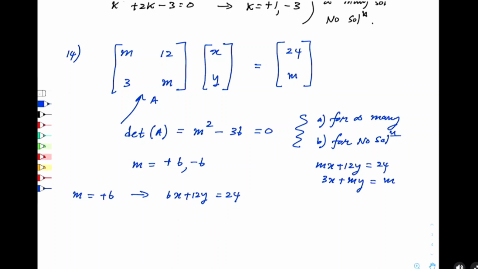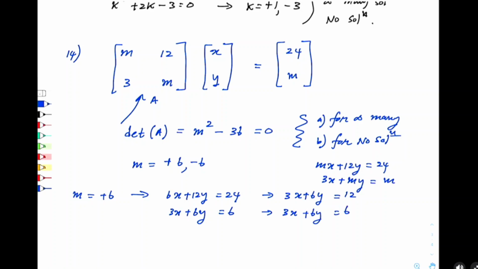So M is equal to minus 6, right? So minus 6 means 6x, 12, 24, 3x, 6, right? Plus 6y is equal to 6, right? So when you simplify this a little bit, this is going to be 3x plus 6y is equal to 12, right? Yeah. So this is going to be 3x plus 6y is equal to 6, right?